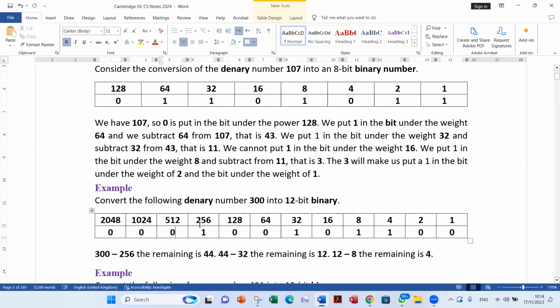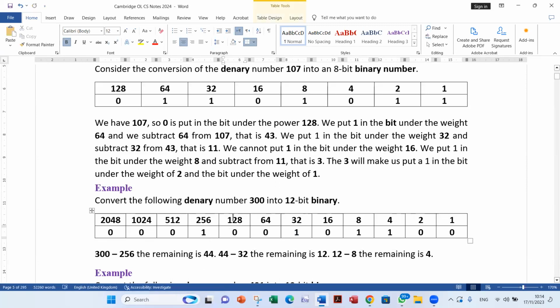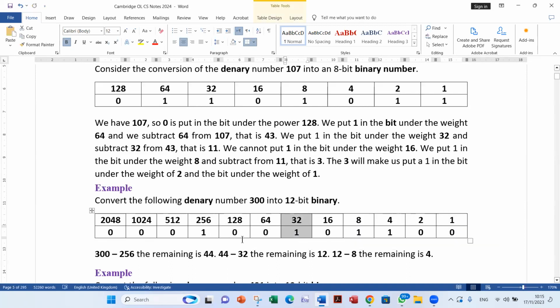And then 256, 300 minus 256, you remember the remainder is 44. So you look at that, you only have 44 right now. You cannot afford here, you cannot afford here. You only have 44, so you must put a 1 under the 32 weight. And you subtract, okay? Now subtracting, you get 12. You cannot afford the 16. You put 1 under the 8 and 1 under the 4, and that's it.